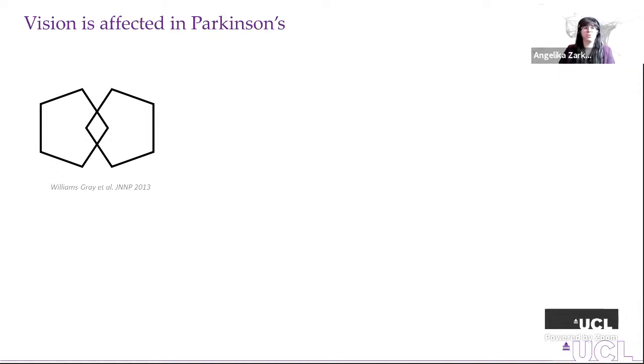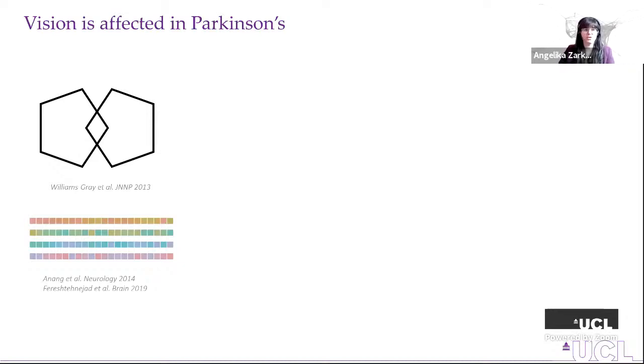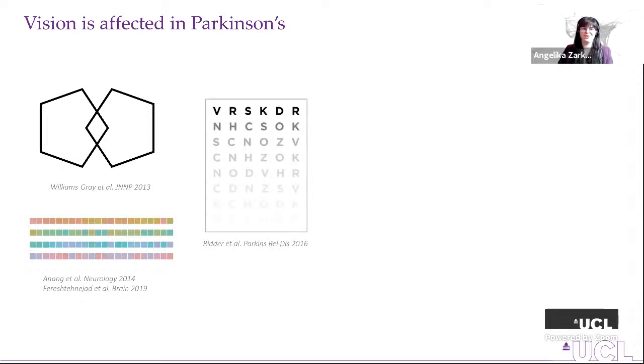People with Parkinson's have trouble copying these intersecting pentagons compared to people who don't have Parkinson's. They also show changes in contrast sensitivity, the ability to discern between different shades of color. So people with Parkinson's may struggle to read the bottom lines of this chart, where the contrast between the letters and the background is less prominent. And all those visual deficits have been shown to be associated with worse outcomes as well in people with Parkinson's.